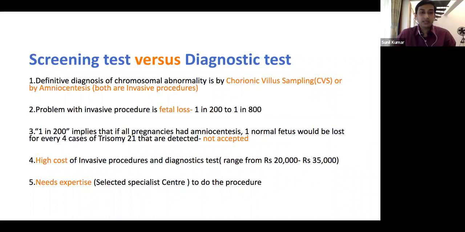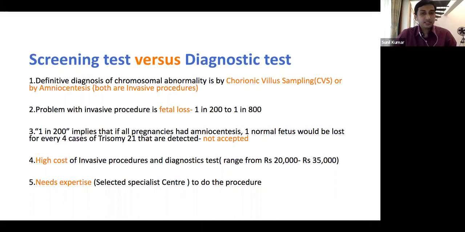And 1 in 200 implies that if all pregnancies had amniocentesis, one normal fetus would be lost for every 4 cases of trisomy 21 that are detected, which is not accepted. And diagnostic tests are high cost. So there is high cost of invasive procedures and diagnostic tests. The cost may range between 20,000 to 35,000. It depends upon the expertise and the reputation of the center.